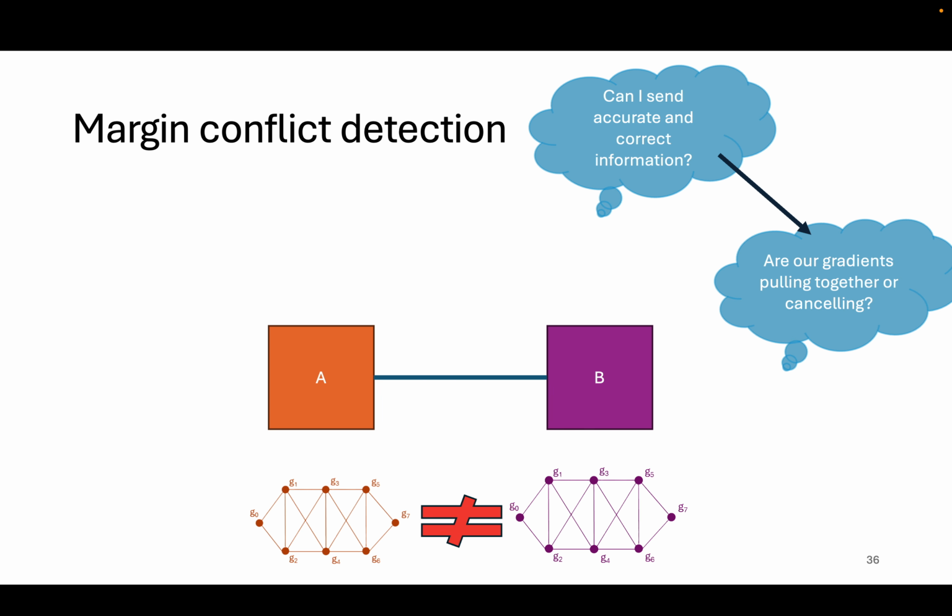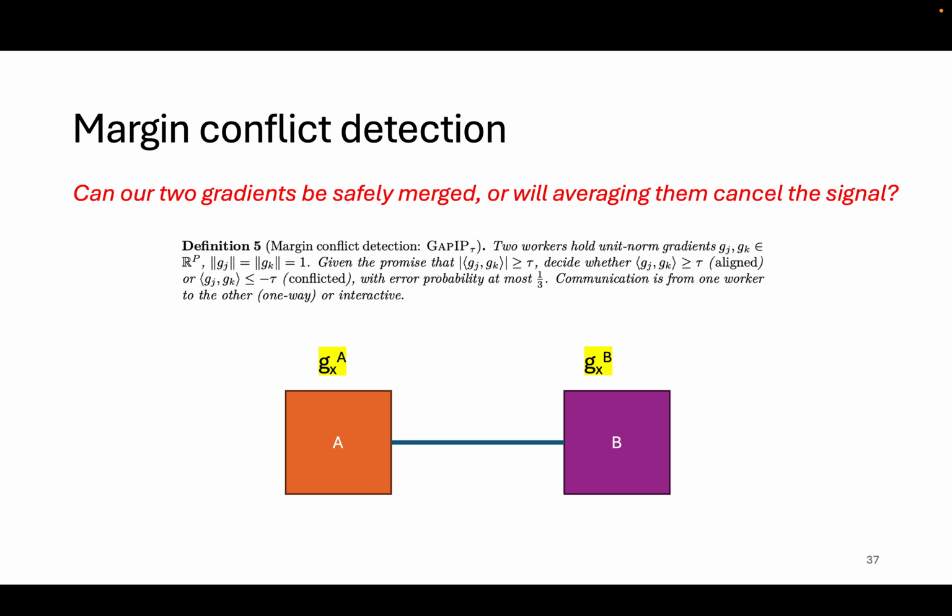The first one is margin conflict tension. This comes from the idea of, can I get accurate and correct information from the point of view of the server? And basically, you can translate that question into, are gradients pulling together or canceling in some sense? If we're Alice and Bob and we both have different gradients, the same model, but different results because maybe we trained on different data, can we check if our gradients are in some sense aligned? The way that the question was formulated in the paper is as follows. We're basically, again, just asking if the gradient x of A and the gradient x of B can be safely merged, or if averaging them out will cancel the signal.